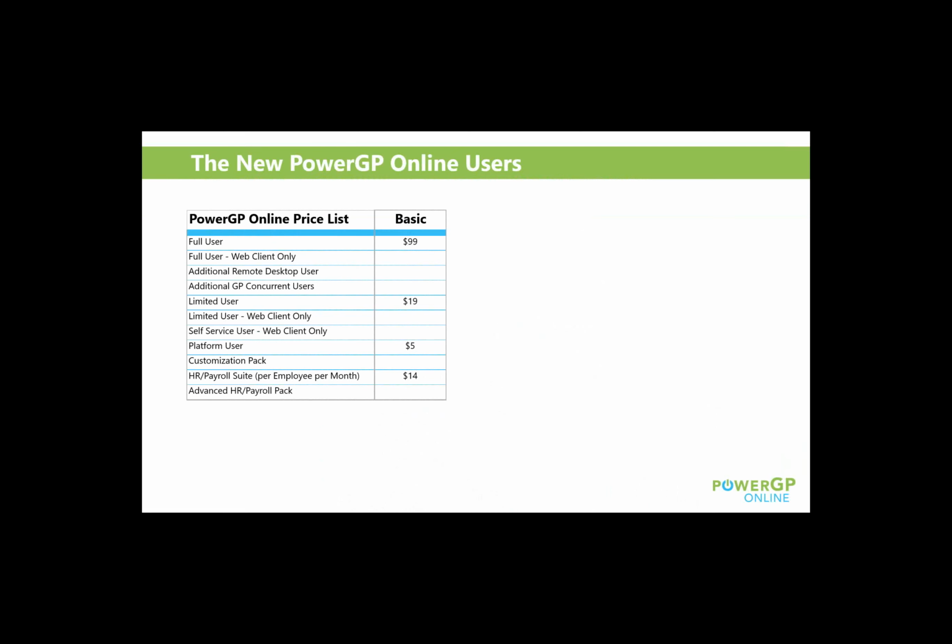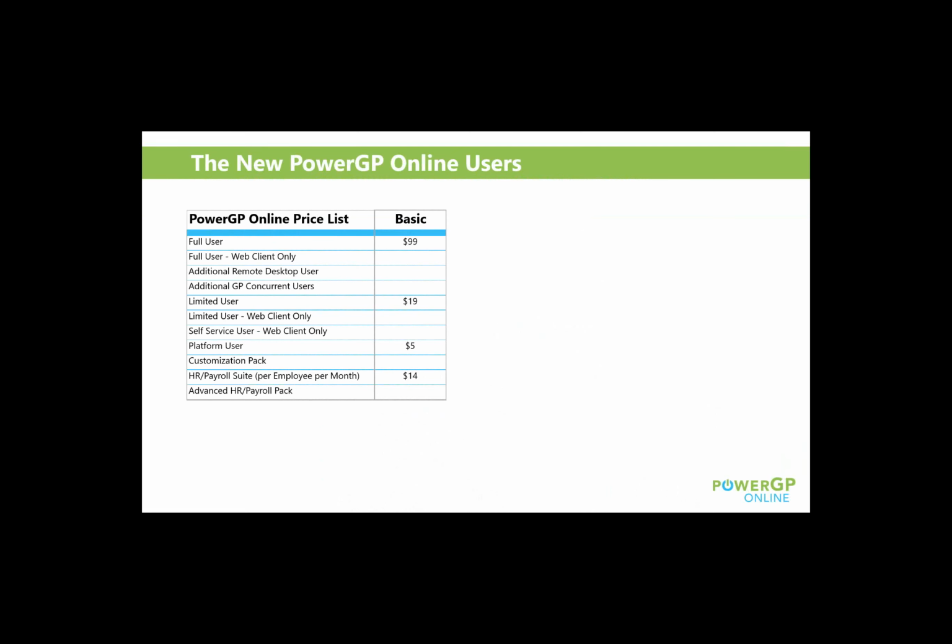So I talked about basic, it was $99. That's a full user. We do offer limited users and platform users. A limited user, you get into Dynamics GP, you can get to SmartLists, you can get to inquiry windows, and you can get to reports. You cannot edit data, you cannot enter transactions, you cannot update customer records or any other master records at all. It's $19 per user per month.